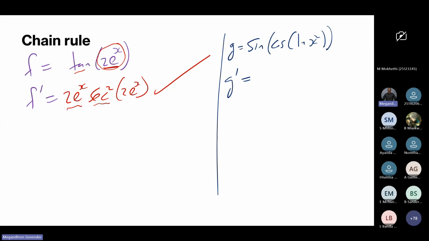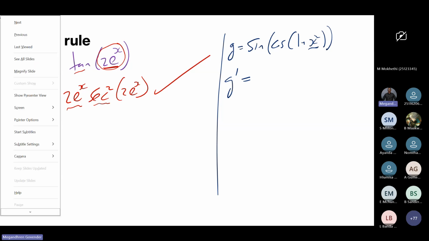Yes, what's the answer? 2x. 2x, right? Lovely. You started off with the inner function. The derivative of x squared is 2x. Thank you. So you're right, it's 2x. 1 over x squared. I was waiting for that. That is the classic one.